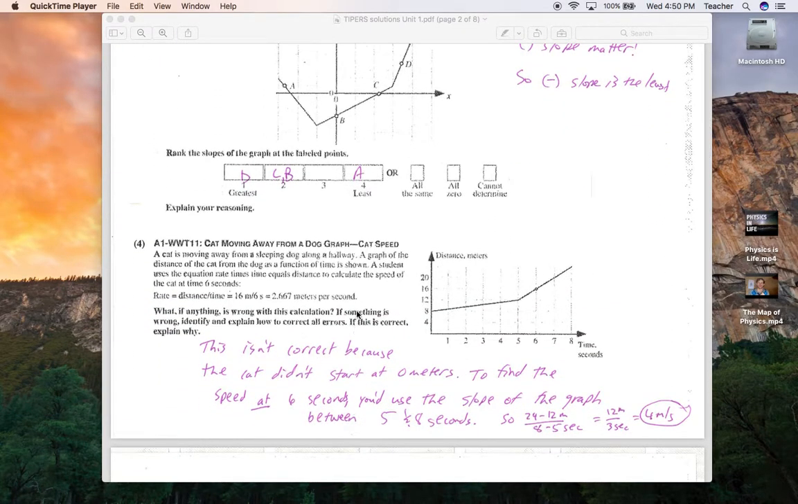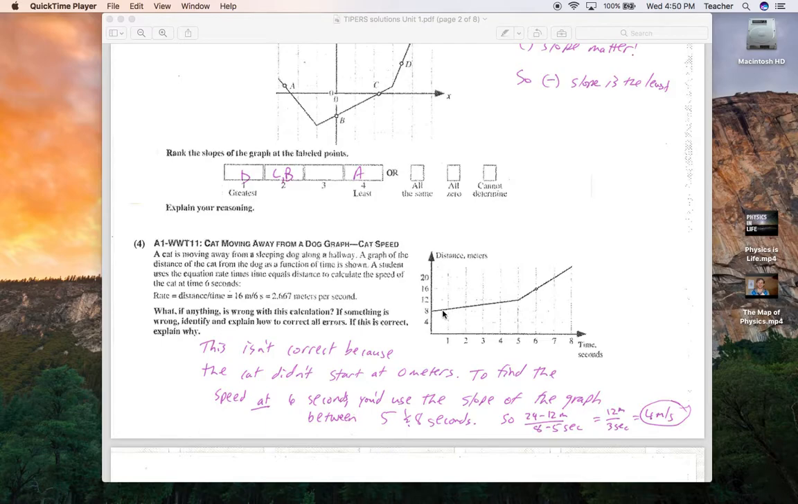So this is not correct for number four. When we look at this, we've got a distance versus time graph. And so if we're looking at the speed at 6 seconds, that means we're not interested in what happens beforehand or really afterward. We're interested in this interval in here. So the cat starts at a position of 8 meters and ends at 16 meters at 6 seconds.